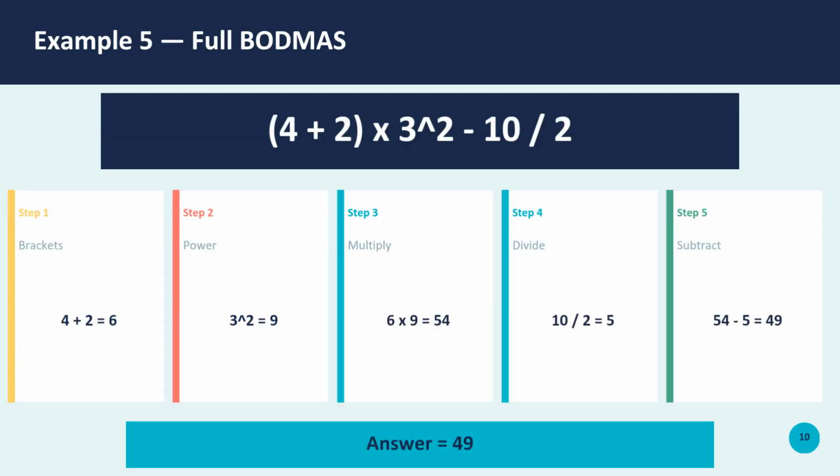Now everything together. 4 plus 2 equals 6. 3 squared equals 9. Multiply. 6 times 9 equals 54. Divide. 10 divided by 2 equals 5. Then subtract. 54 minus 5 equals 49.